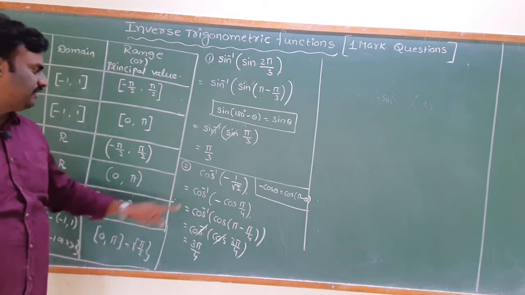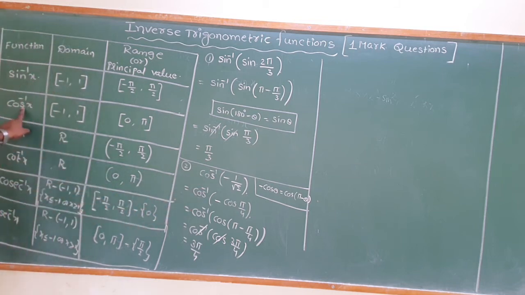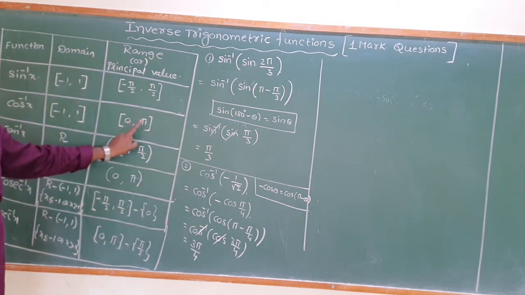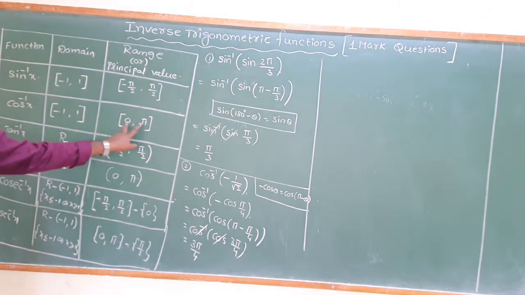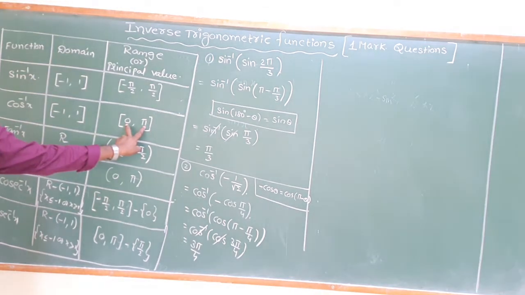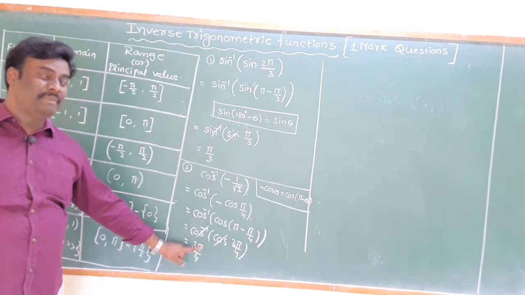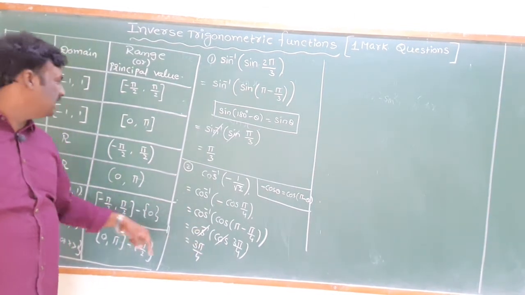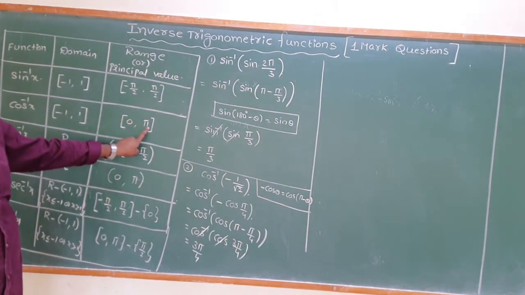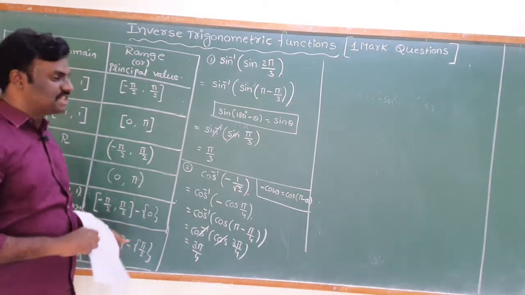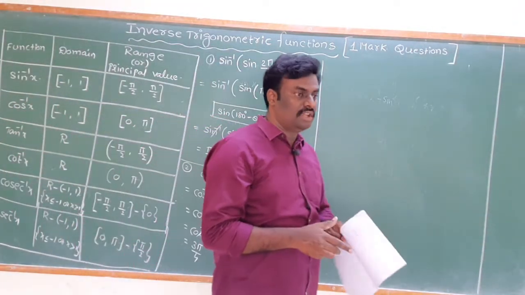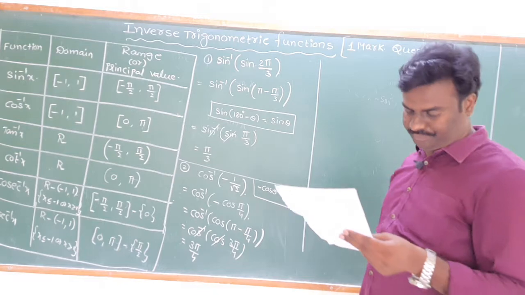How to check? Here the function is cos inverse. Cos inverse range is 0 to pi. 0 to pi means 180. The value should lie in this interval. Here we got 3 pi by 4, which means 135. 135 lies between 0 and 180. Therefore, the answer is correct for question number 2.